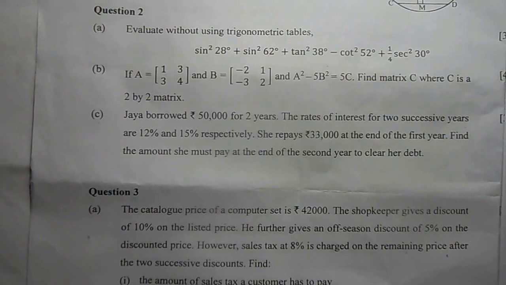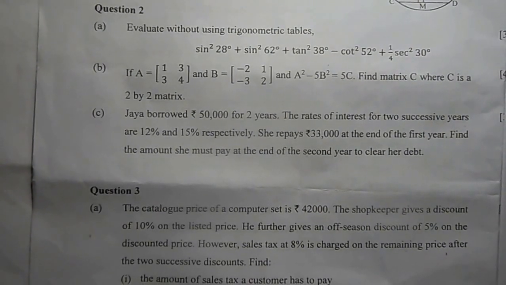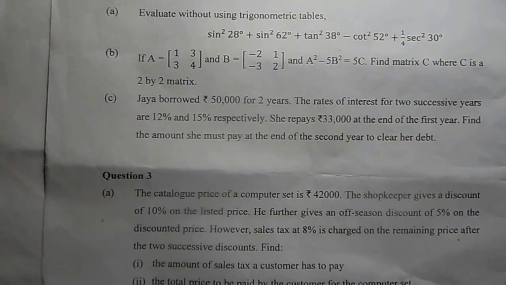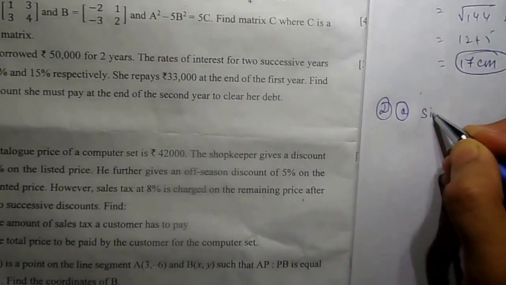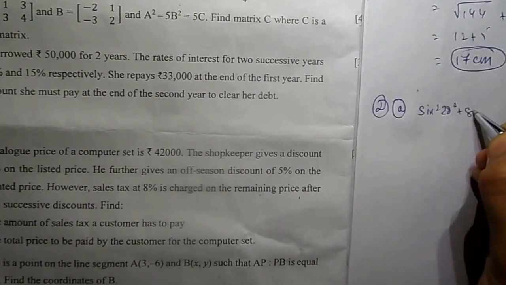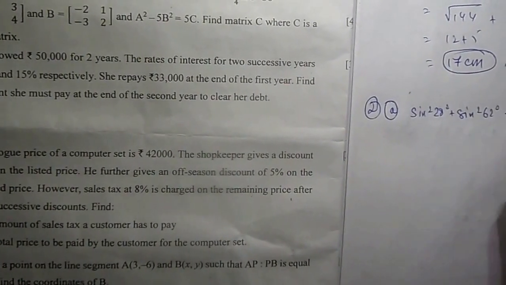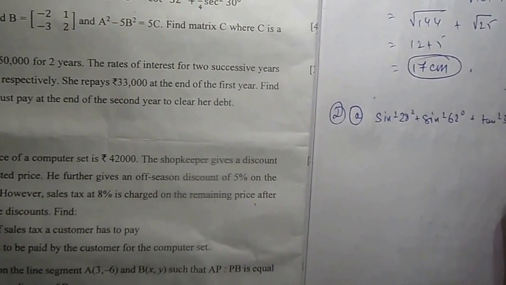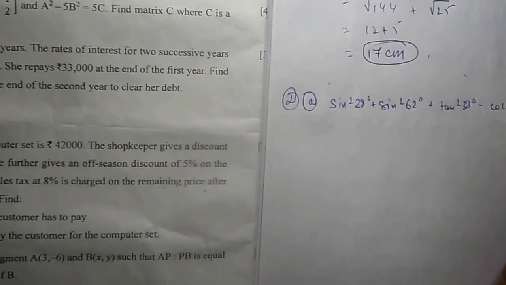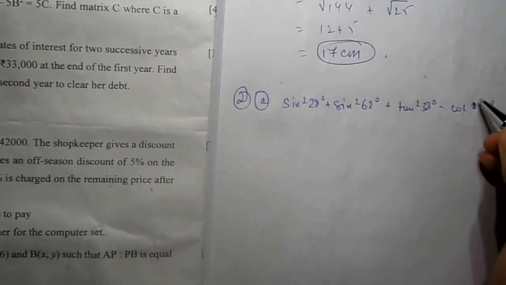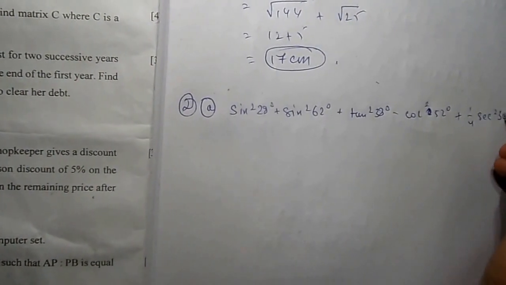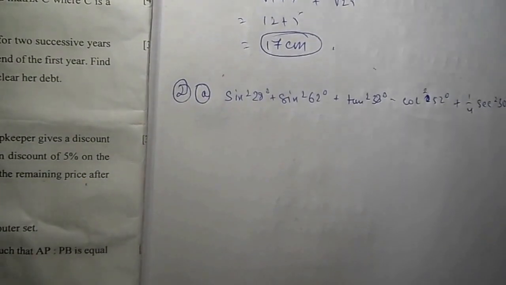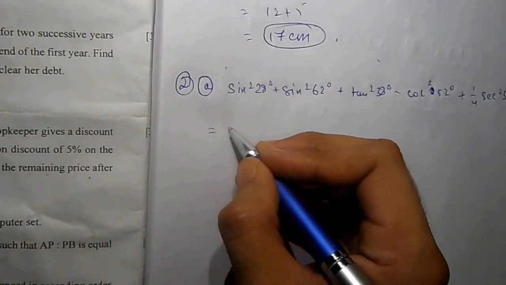That's your answer. Now question number 2a, evaluate without using trigonometrical tables. Okay, you don't know how to use trigonometrical tables anyway. So 2a, the equation is sine square 28 degree plus sine square 62 degree plus tan square 38 degree, quite a very big equation. Cot square 52 degree, minus plus 1 by 4 sec square 30 degree. Now very easy to solve this. I'll simply start solving it.